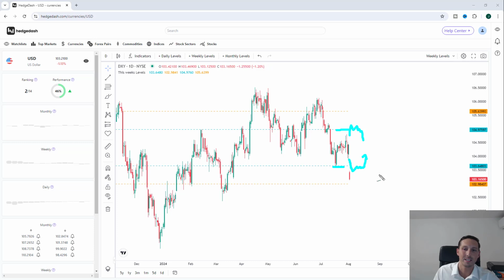Now, why do I say theoretically? Because in reality, if you've got a very, very strong market, you're much more likely to break through the upper bound than you are to reverse.